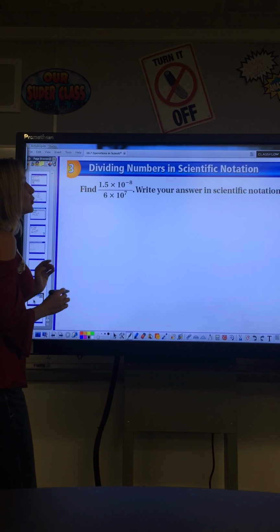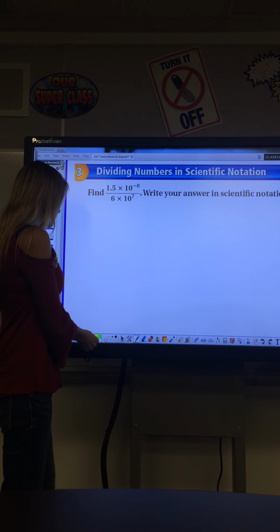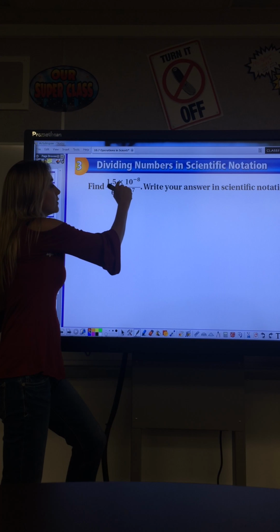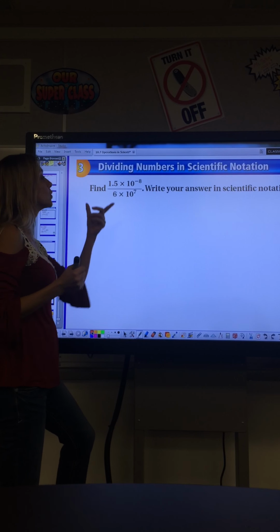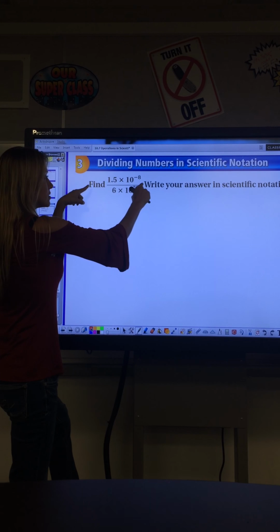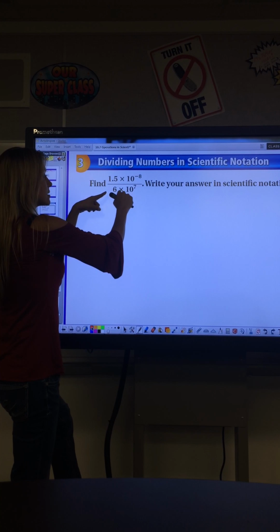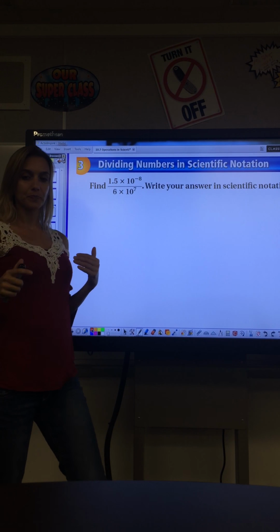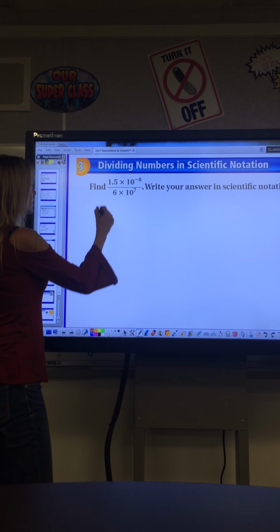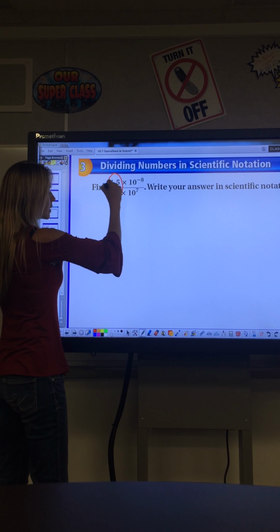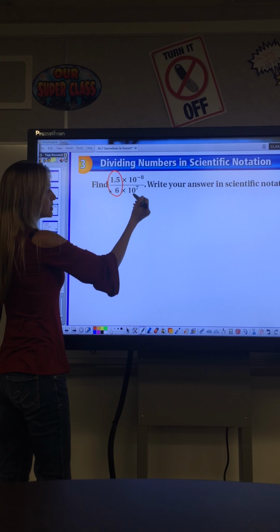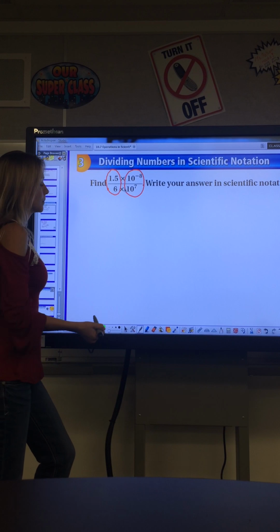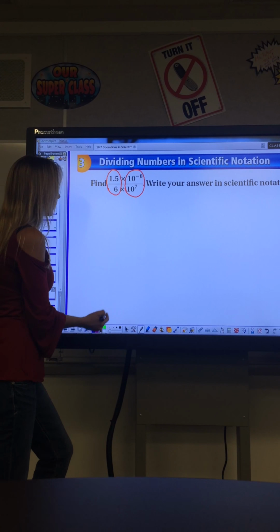Let's see what will happen if we were to be dividing. We will be doing the same thing. We have to combine like terms, right? So we have 1.5 times 10 to the negative 8th power, which is a scientific notation. Fraction is a division, divided by 6 times 10 to the 7th power, right? So what do we do? We have to do them separate. We're going to be dividing 1.5 divided by 6 and 10 to the negative 8th power divided by 10 to the 7th power. Let's see how it looks like in action.